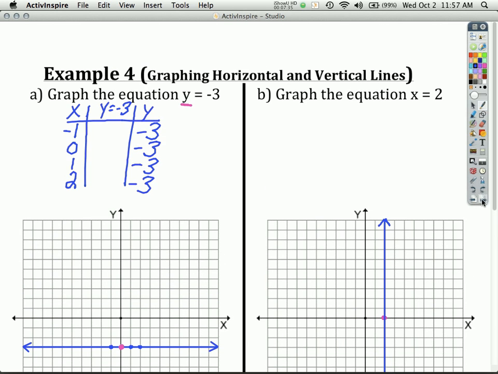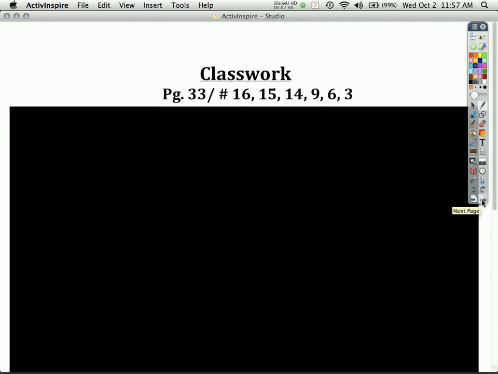Draw a line across your paper. Your classwork is page 33. You're going to do 16, 15, 14, 9, 6, and 3.